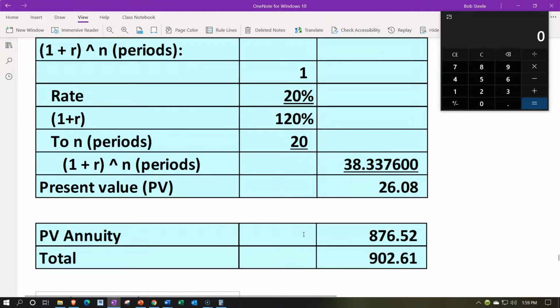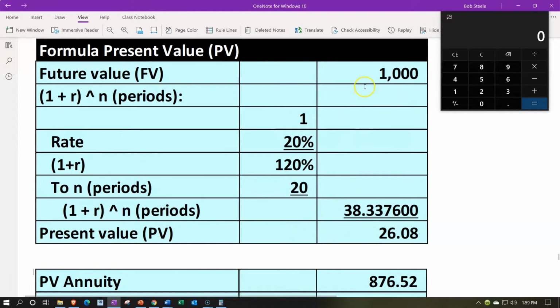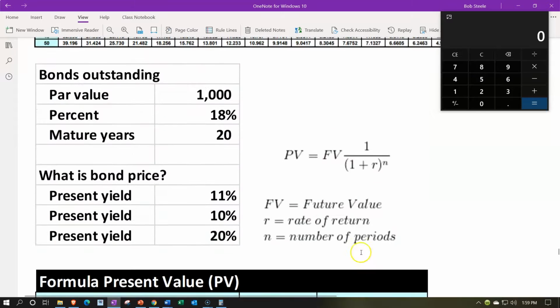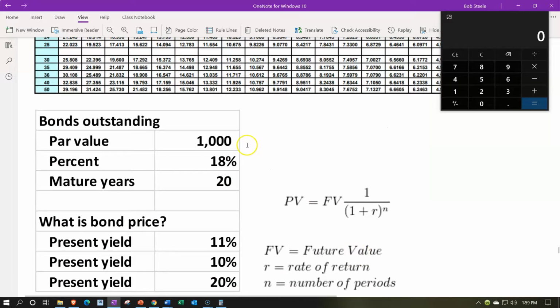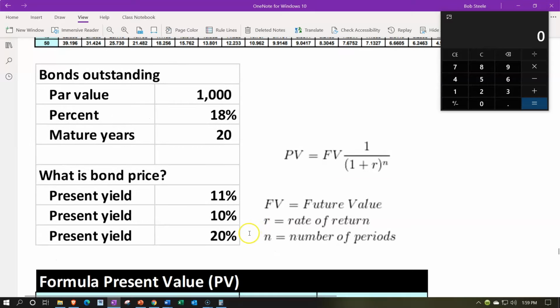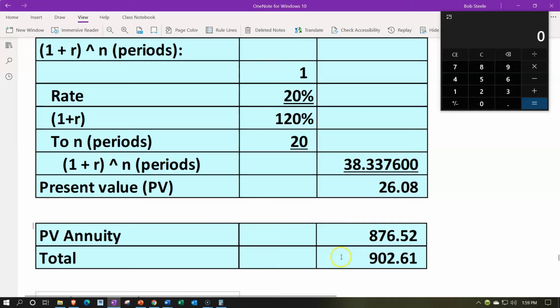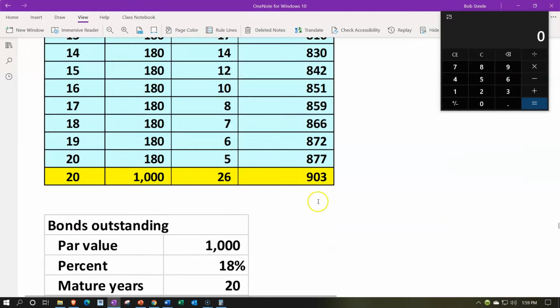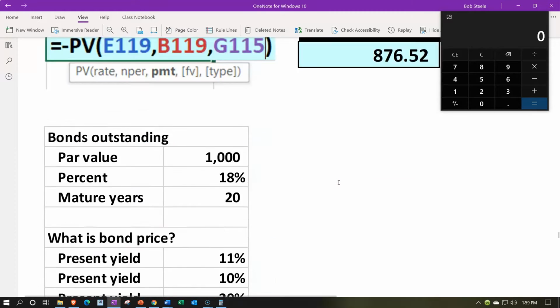Adding that 26.08, the current present value of that 1,000 payment that's 20 years later, to the 876.52, the annuity payment, we get to the 902.61. That being the value of the bond being less than the 1,000 face amount due to the fact that the interest rate on the market is higher than the interest rate of the bond, the 18%. That 902.61 also being the number we found up top in this yellow number, the 903, when we just did the running balance calculation. That's another way that you can get to the answer.